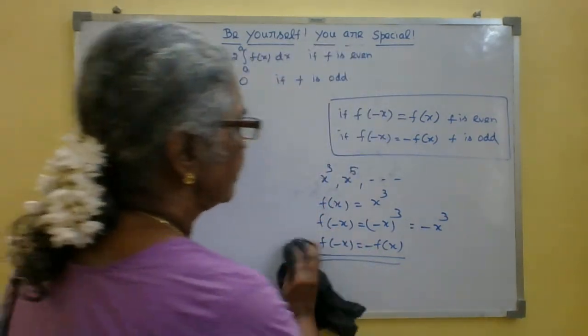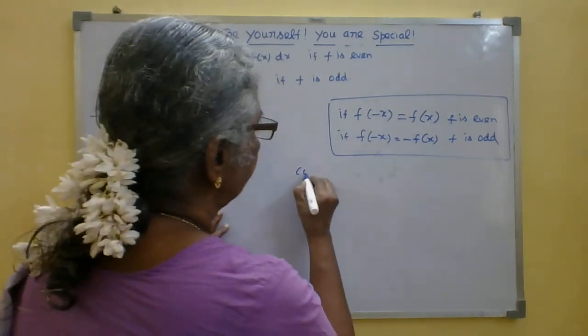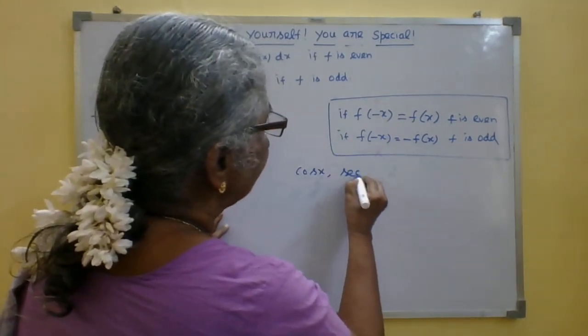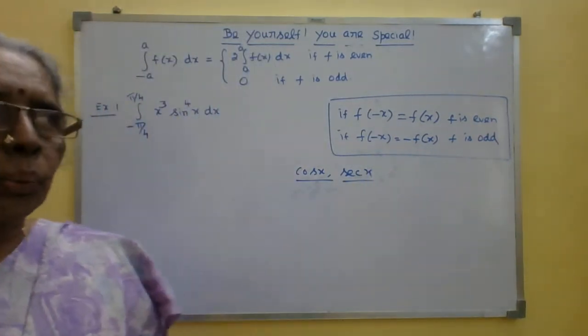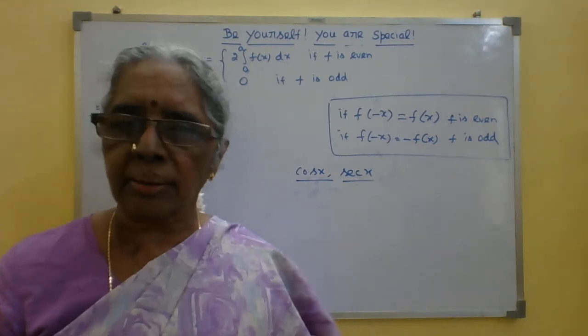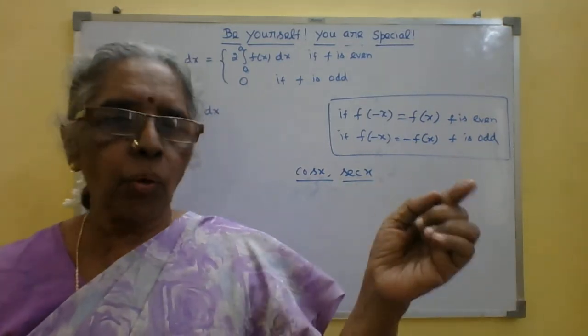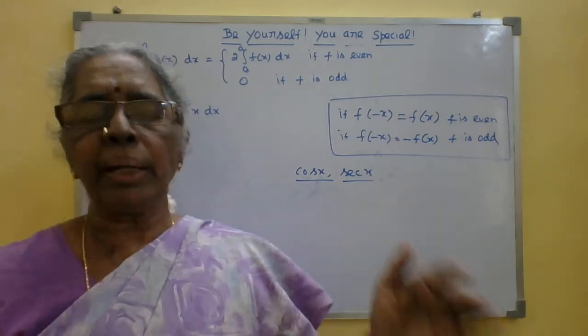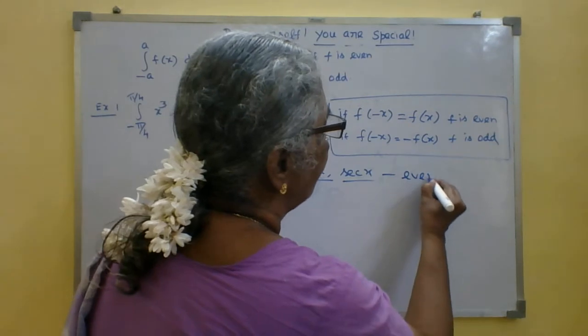Now let us see some trigonometric functions. You should know them also. If you consider cos x and secant x, they will be even functions, because you know cos of minus x is equal to cos x. Similarly, secant of minus x is equal to secant x, because in the fourth quadrant, cos and secant will be positive. So these two are called even functions.